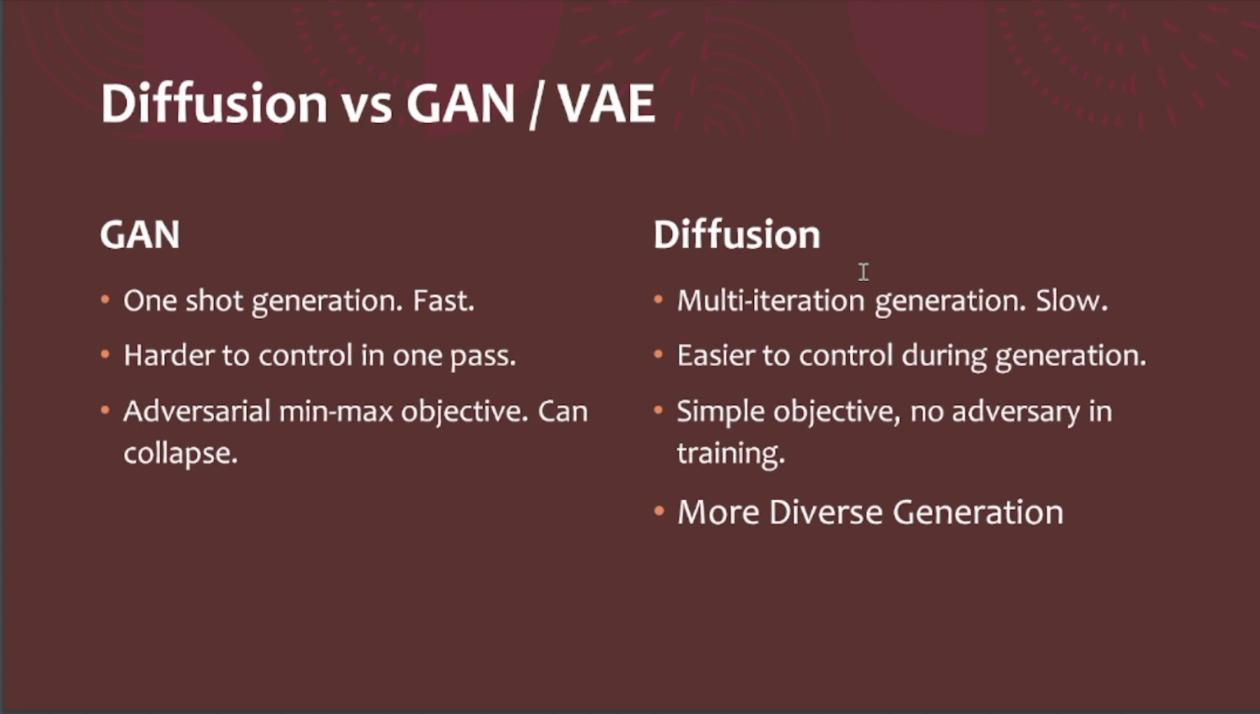Moreover, coming to the diffusion model, we have pretty slow generative speed because they utilize something called a multi-iteration approach, which we will shortly see. But they are in turn easier to control during generation, and the objective during training is pretty simple and easier to train. And more importantly, they provide vastly more diverse generations than the GANs, which is the desired property in synthetic data generation for any task.